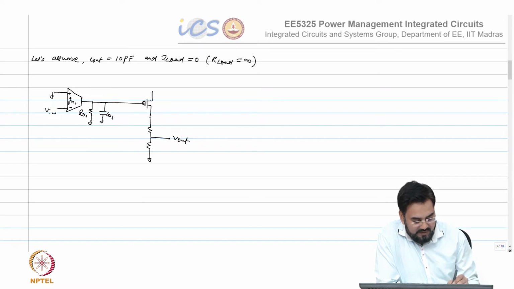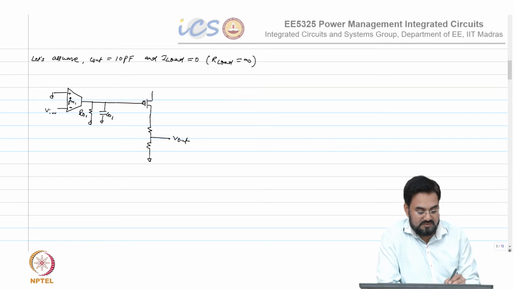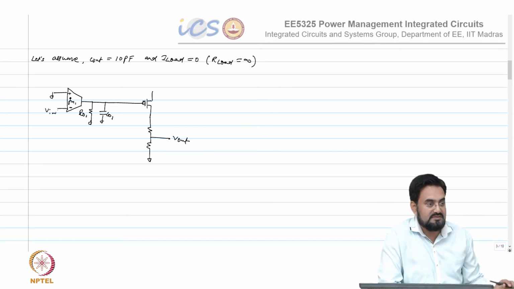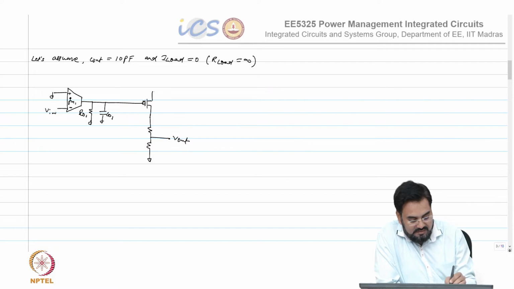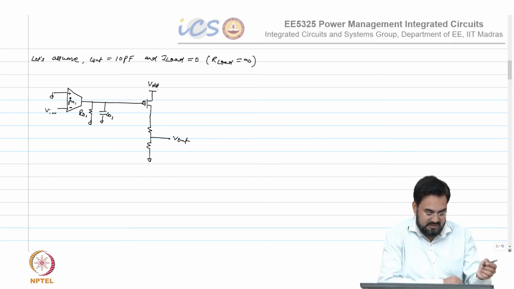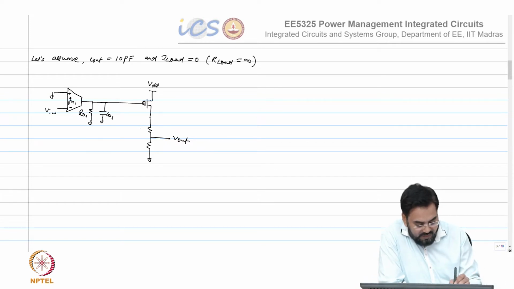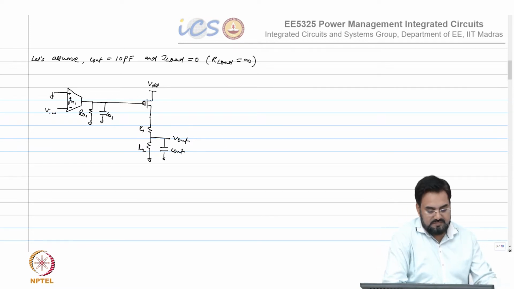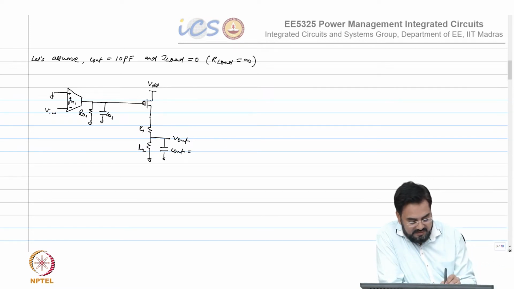So the loop I broke at feedback point. This will be your V out and this will become your V in for loop gain analysis. This is your VDD. So for a small signal that will be ground. R1, R2, which is 10 picofarad.